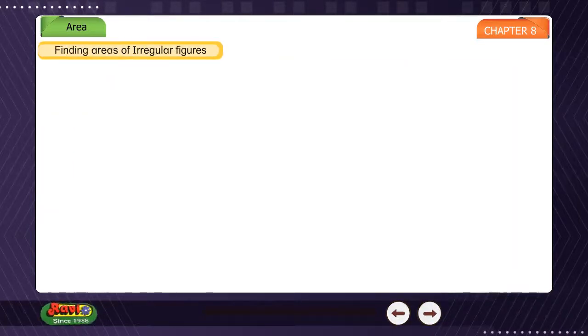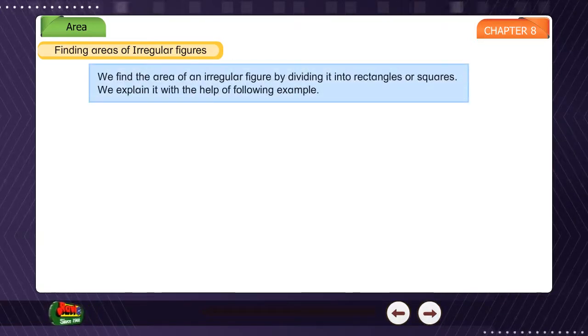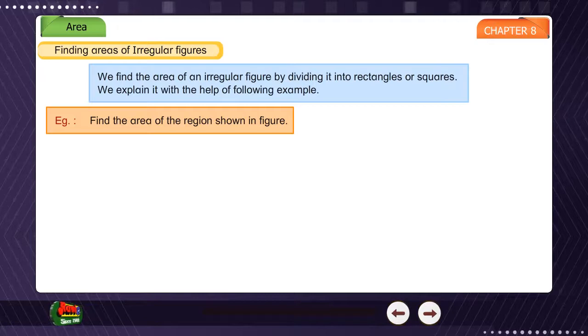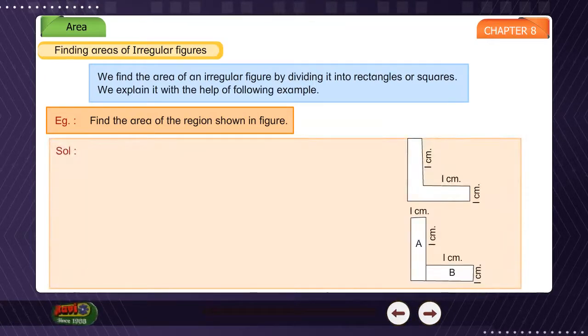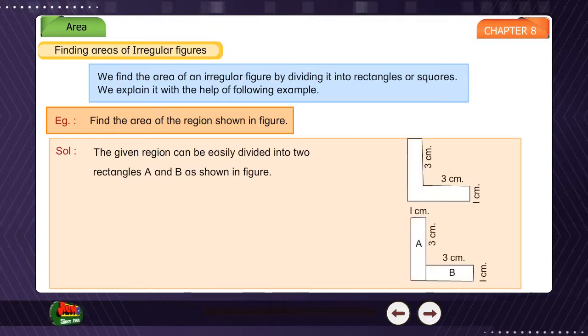Finding areas of irregular figures. We find the area of an irregular figure by dividing it into rectangles or squares. We explain it with the help of the following example. Example, find the area of the region shown in figure. Solution, the given region can be easily divided into two rectangles, A and B, as shown in figure.